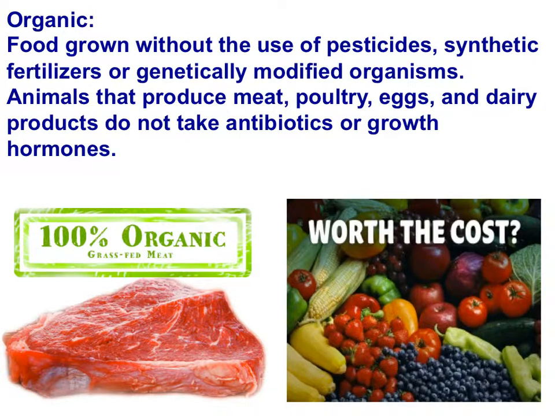Choosing to eat organic foods would be more sustainable because, well, you can see the reasons in the definition of organic. It's food grown without the use of pesticides, synthetic fertilizers, or genetically modified organisms. Organic animals that produce meat, poultry, eggs, and dairy do not take antibiotics or growth hormones.